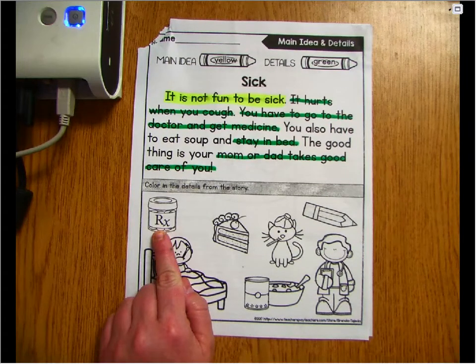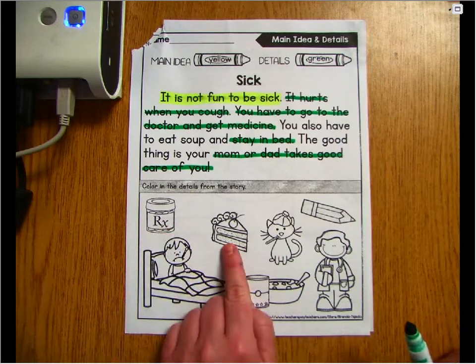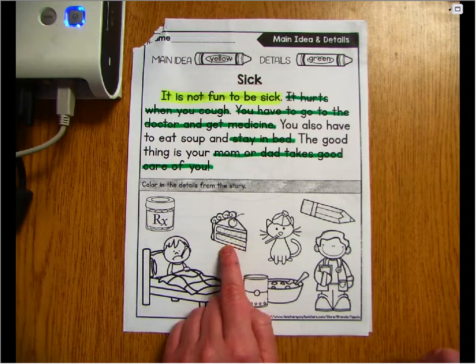So you need to decide, was that a detail in our story about it's not fun to be sick, or was it not? So color it in if you think so. Then we have a picture of a cake. If you think that's a detail about our story, color it in. If not, you could even cross it out.